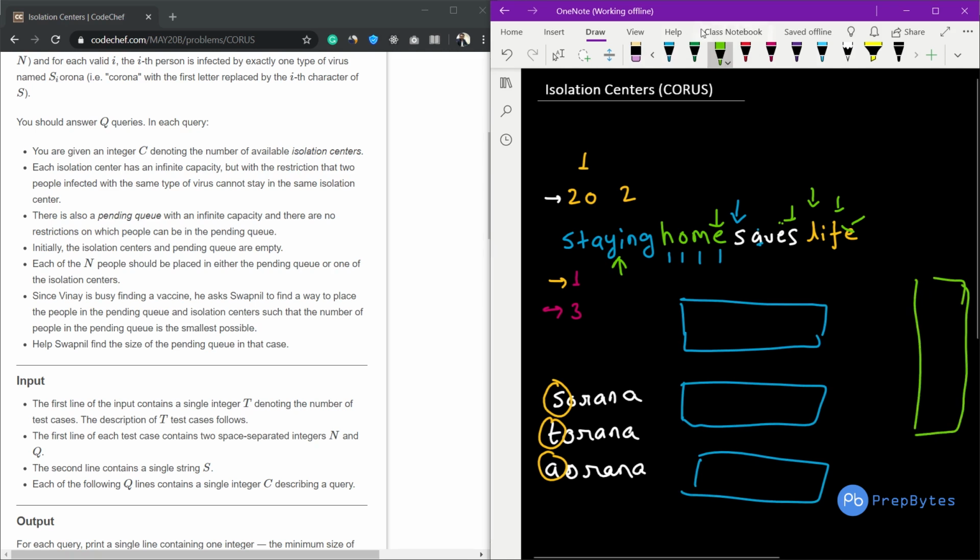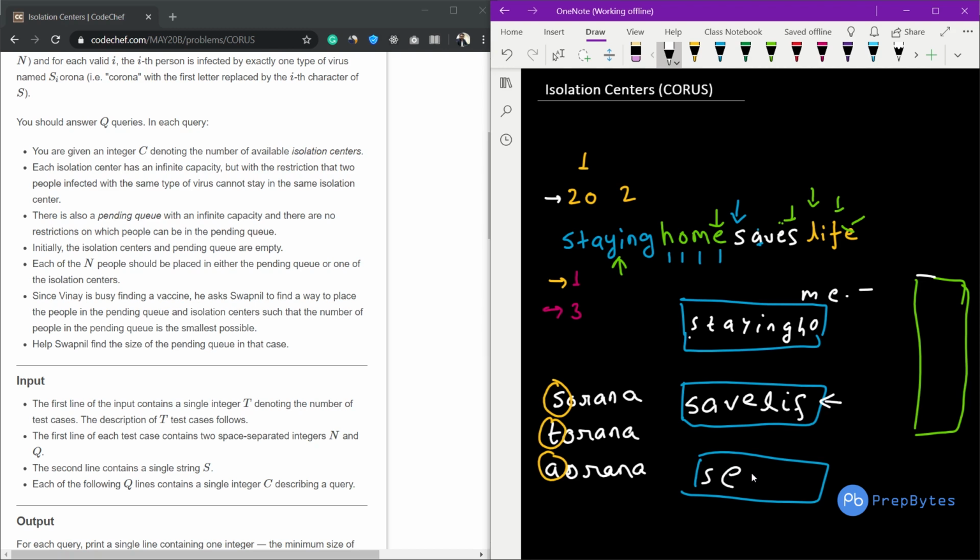Now here we can simply write that S is here, T is here, A is here, Y is here, I, N, G, H, O, M, E. Now when S comes, S cannot be in this isolation center, but we should not put it into the pending queue because we have another isolation center, so S can be here. A can be here, V can be here or here, anywhere. E is here, so E cannot be here, but E can be here. S is here also, so we can put S in the third isolation center. Now what about L? L is nowhere, so L can be in any isolation center, I can be in any isolation center, F can be in any isolation center. E is here and E is here, so E has to be in the third isolation center.